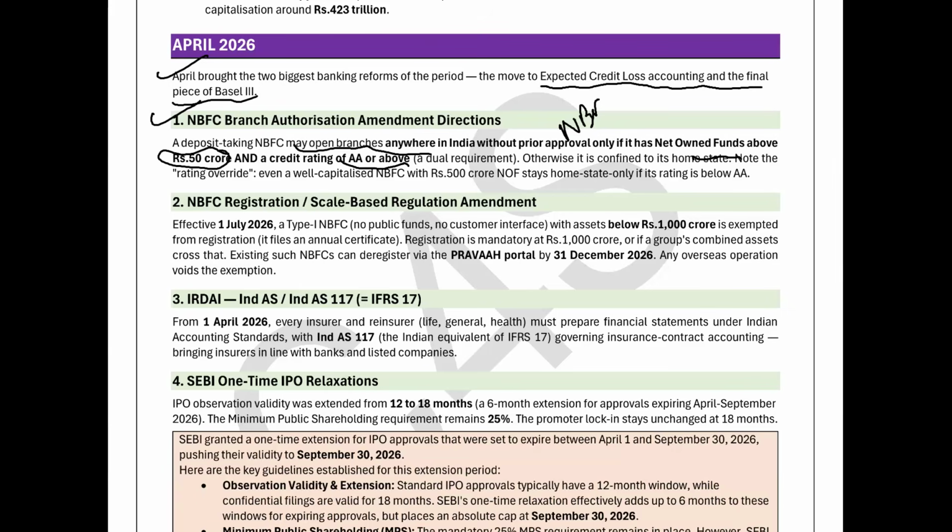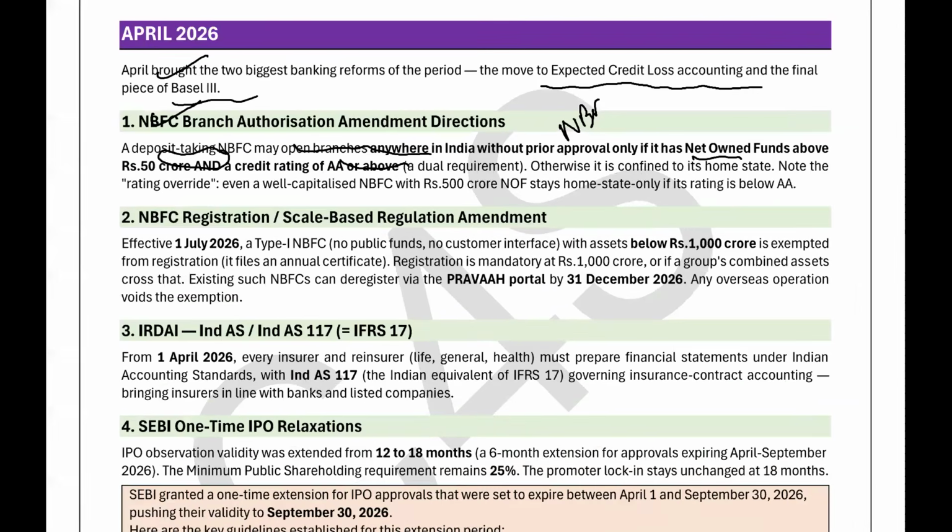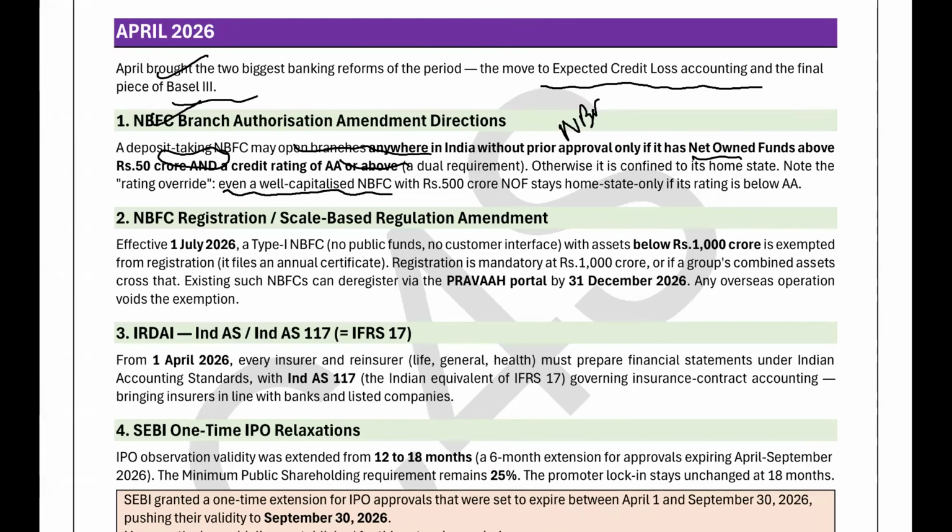Okay, so try to understand the rating override. Even a well-capitalized NBFC with rupees 500 crore NOF stays in its home state if the rating is below AA. And it is a very important point. The rating should be AA and the net owned fund above ₹50 crore. Now see, if the rating fails, then even 500 crore of NOF stays at home, right?